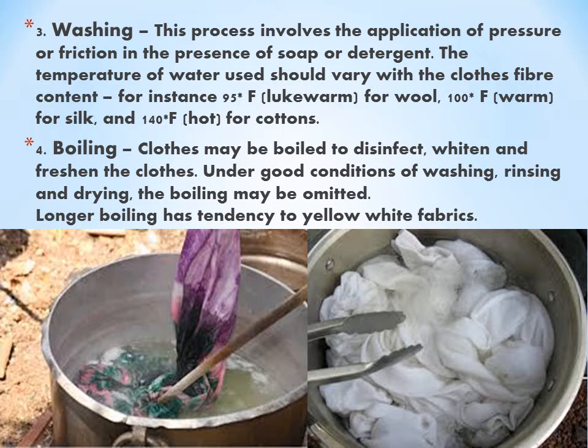The fourth step while laundering is boiling. Clothes may be boiled to disinfect, whiten and freshen the clothes. Under good conditions of washing, rinsing and drying, the boiling may be omitted. Longer boiling has a tendency to yellow white fabrics. Now heavily soiled clothes should be boiled, and especially white and heavily soiled clothes.